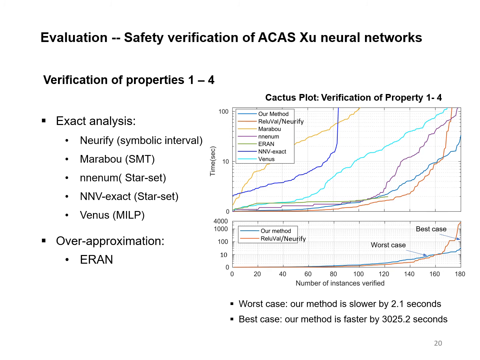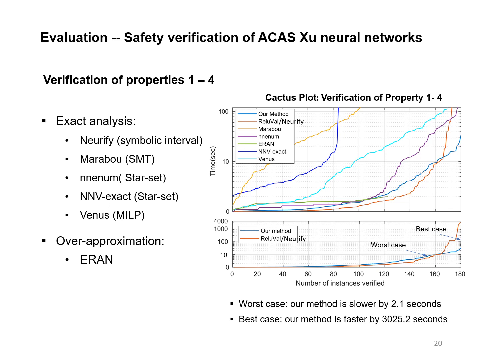First, we evaluate our method with the safety verification of properties 1 to 4 on all the 45 neural networks. In total, we have 180 instances here. We also compare our method to other related works. It includes exact analysis methods and an over-approximation method. The exact analysis methods include NeuroFi, which is symbolic interval-based, Marabou, which is SMT solver-based, two star set-based methods, and also Venus, which is based on mixed integer linear programming. And we also include one over-approximation method from the Iran tool.